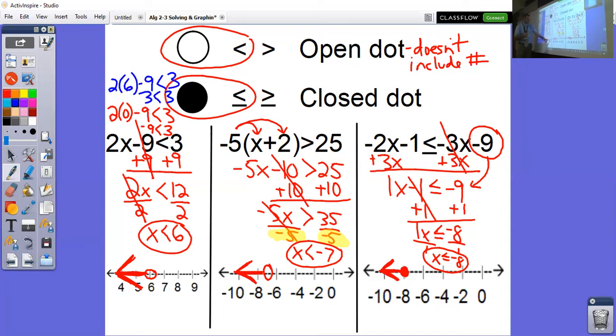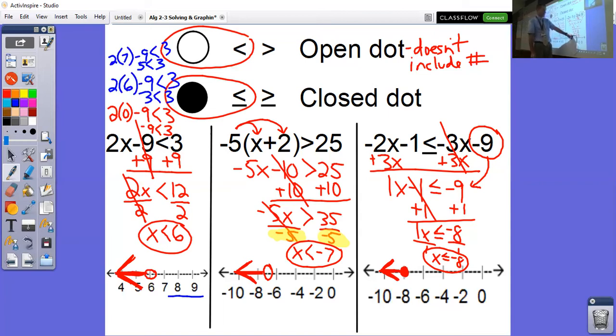These numbers up here, 7, 8, and 9, they're not in our little arrow. They're not the answer either, all right? So if we sub in a 7, 2 times 7 minus 9 is less than 3. That would be 14 minus 9, which is 5. Is 5 less than 3? No, it's not. That's why 7, 8, and 9 are not in our answer. So the open dot doesn't include the number, but would 5.9 work? Yes. Would 5.9 repeating work? Yes. Anything that is less than 6, but doesn't include 6.